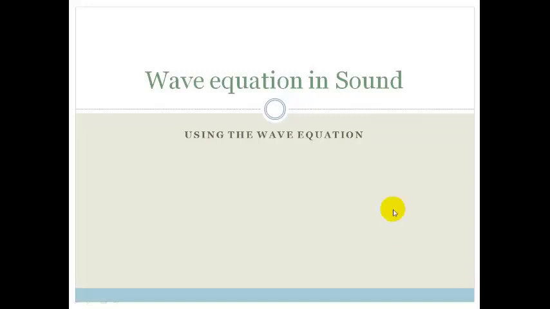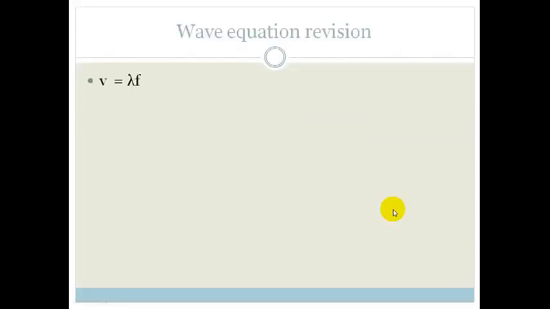Good day, grade 10. So in our section on sound, we also need to know how to use the wave equation. Let's just remind ourselves what the wave equation stands for. So first of all, V is velocity or speed of sound. Okay, and it's measured in what? The SI unit is meters per second.